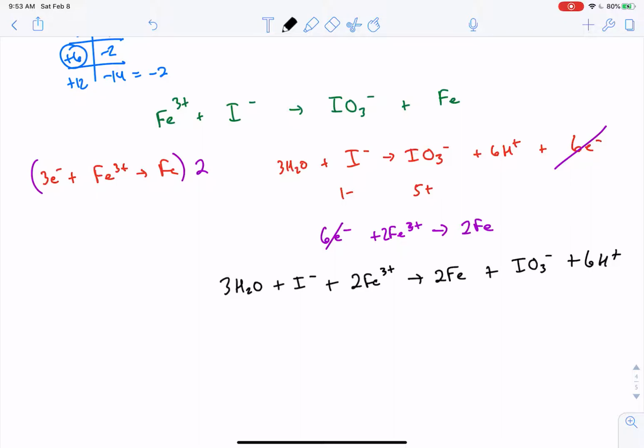Yes, Mefsim. I'm sorry? Oh, the 5 plus is the right side here, because there's 6 H pluses and 1 IO3 minus. So that's 5 plus total. Yeah. Any other questions about how I solve this?